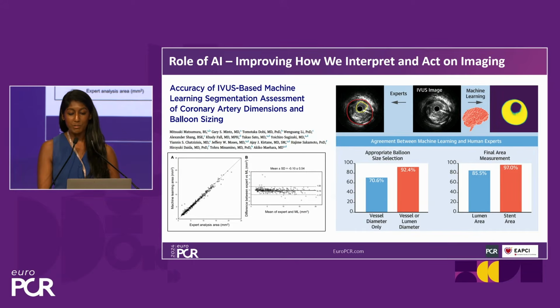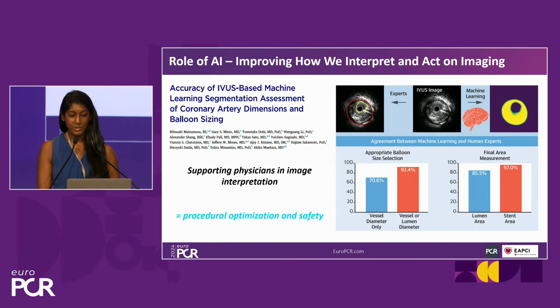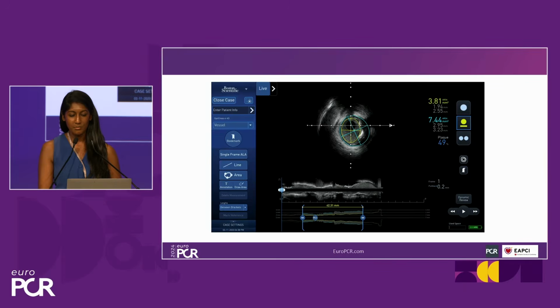There was also an extremely good correlation and agreement between machine learning and human experts for vessel and lumen areas and diameters and final stent area measurements and choosing balloons. So AI is really advantageous in that it can help us when we're not confident to know how to manage lesions and how to know whether we've optimized our stent. So it helps to support physicians in image interpretation and generates procedural optimization and safety. So finally, this is the last slide. This is the newer Vigo Plus system, which gives automated lumen areas based on machine learning.